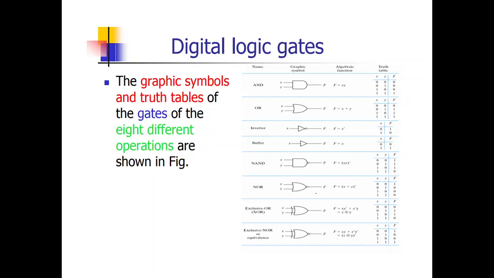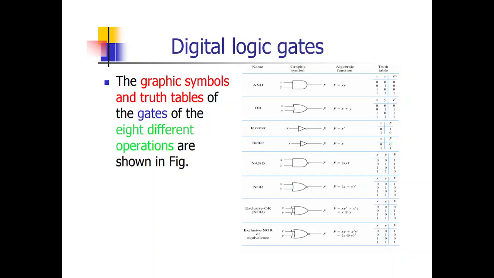So we are all well versed with this. The basic symbols, basic operations are AND, OR, NOT, NAND, NOR, XOR, exclusive NOR, all those things. So here the graphical symbols and truth tables of the gates are given. For the AND gate, the graphical symbol is this one and the expression is f is equal to xy.